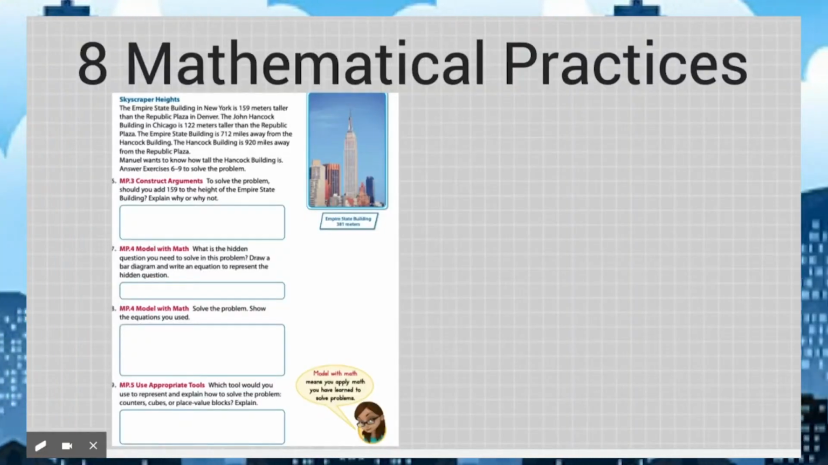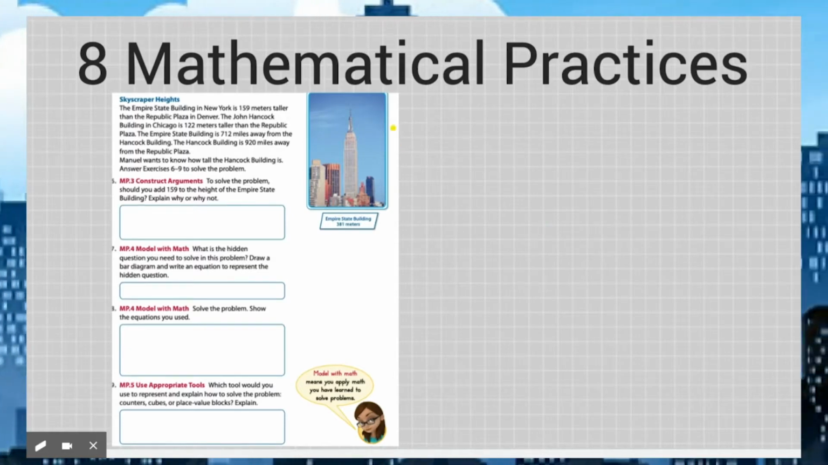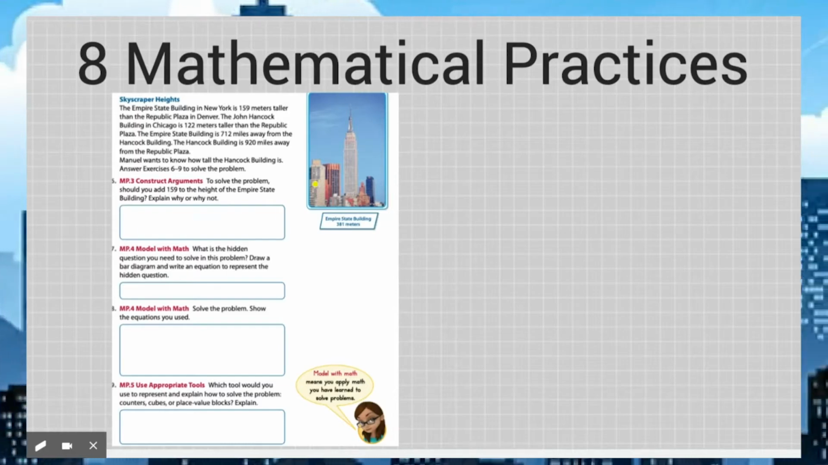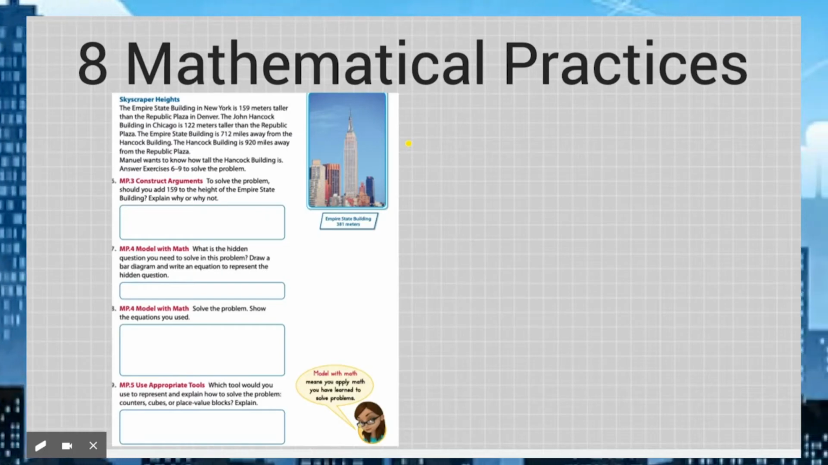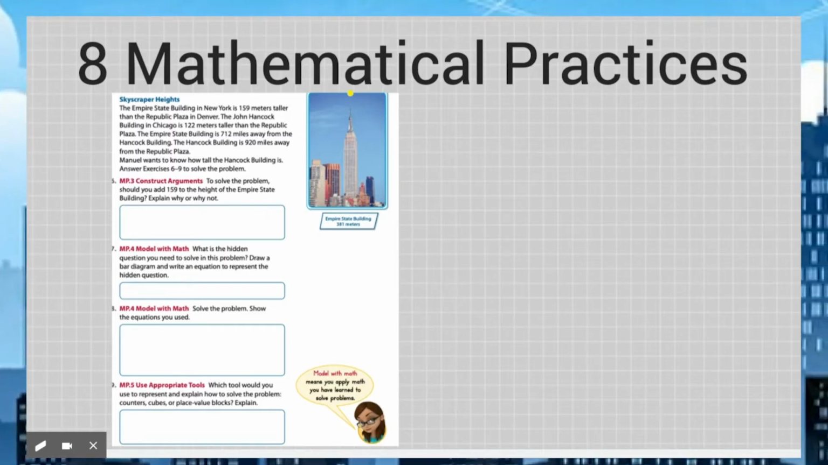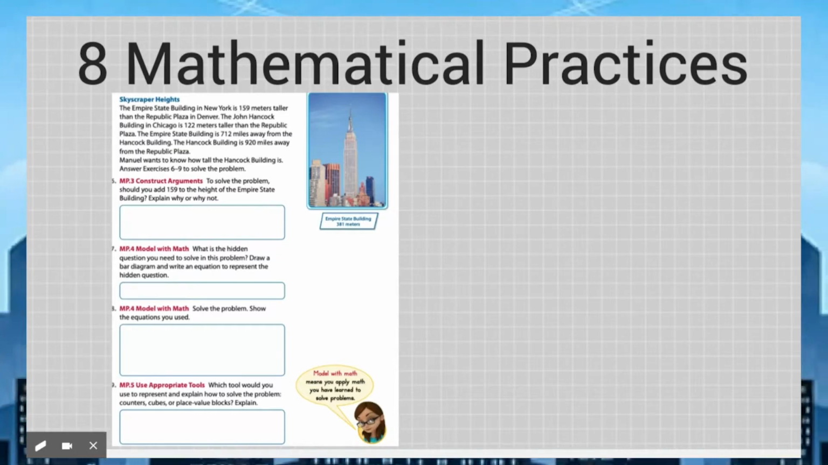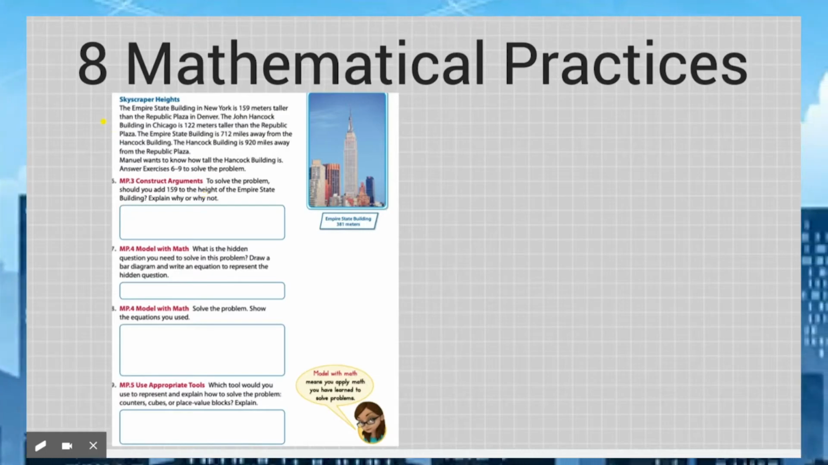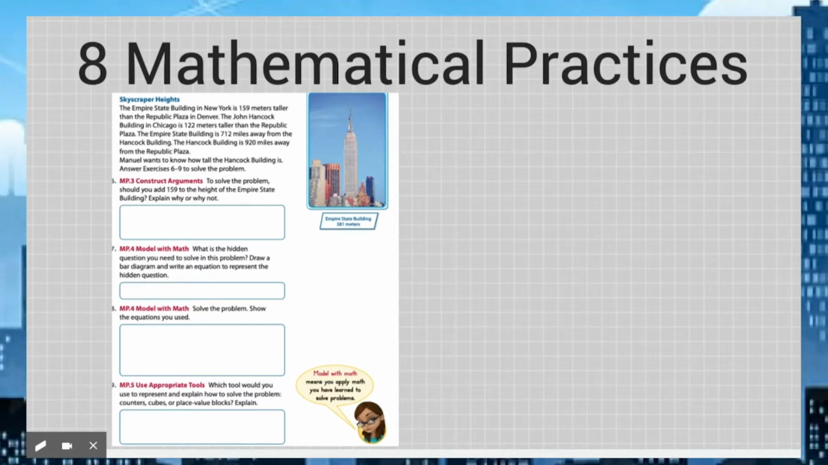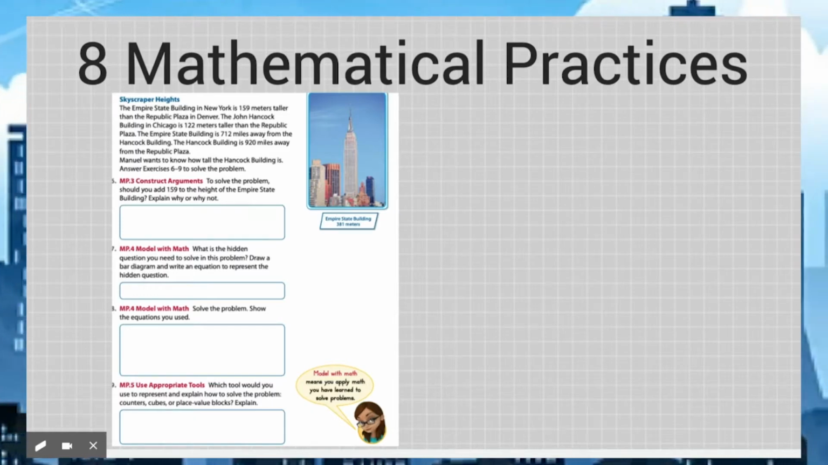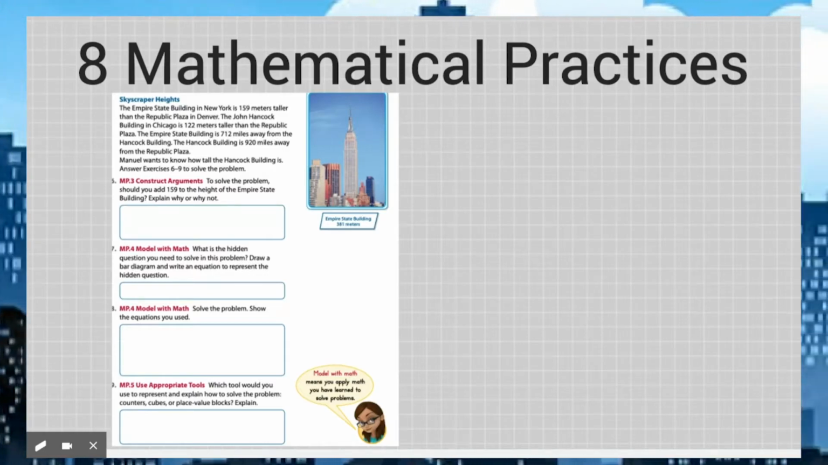So those really tall buildings I was talking about, those are called skyscrapers. Here's a picture of a skyscraper. Do you see how high it is? It goes all the way up into the sky. And this particular one is the Empire State Building. This building is in our problem today. Let's take a look at our problem. As we are going through our problem, I want you to be thinking about those mathematical practices we just spoke about and think about how you can use some of those to help you solve this problem.